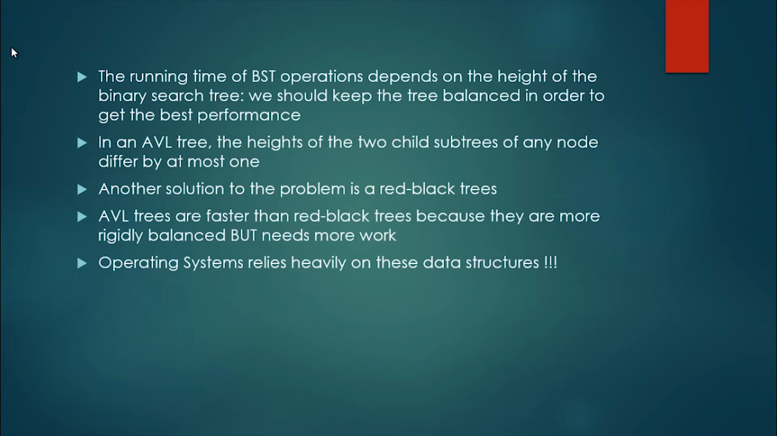An operating system relies heavily on these data structures, so I think Windows prefers AVL trees. On the other hand, Ubuntu Linux prefers red-black trees. I think it's a matter of sympathy. I mean, to be honest, I prefer AVL trees.